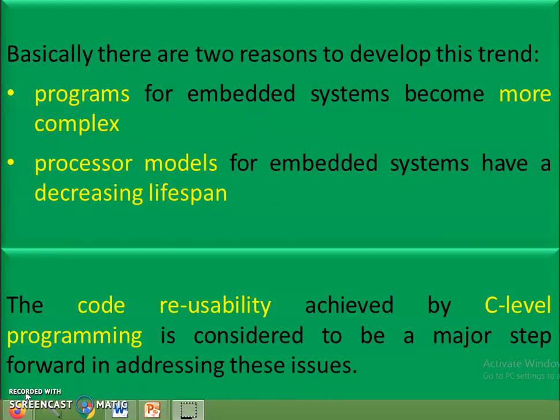Introduction to Embedded C. In the fast-growing market of embedded systems, there is an increasing need to write application programs in a high-level language such as C. Basically, there are two reasons for these trends. Programs for embedded systems become more complex and hence are difficult to maintain in assembly language. Processor models for embedded systems have a decreasing lifespan, which implies more frequent readapting of applications to new instruction sets. The code reusability achieved by C-level programming is considered a major step forward in addressing this issue.